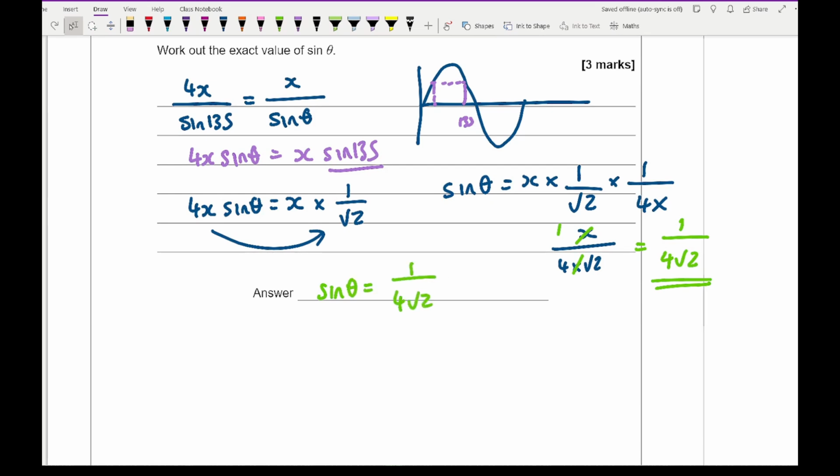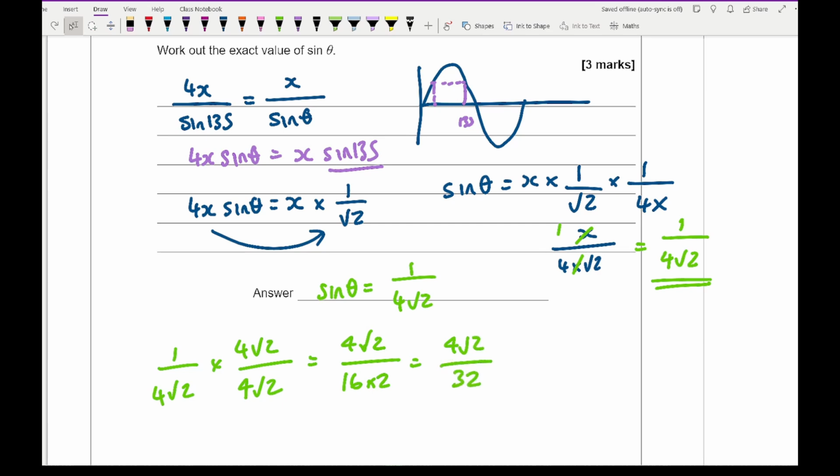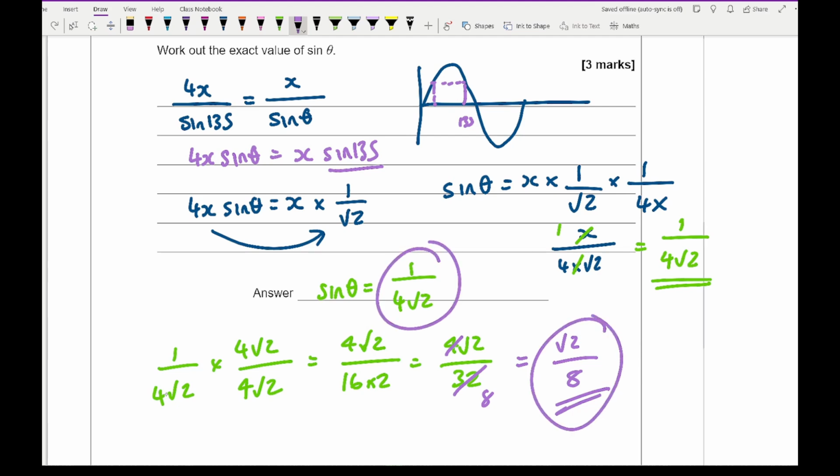But if I wanted to rationalize the denominator, let's just see what that would give me. Then that would give me 4 root 2 at the top, and that would give me 16 times 2, so that's 32. So 4 root 2 over 32. That then cancels down to an eighth, so it'd be root 2 over 8. So again, two possible results you can have for this, and both of them would be absolutely fine.